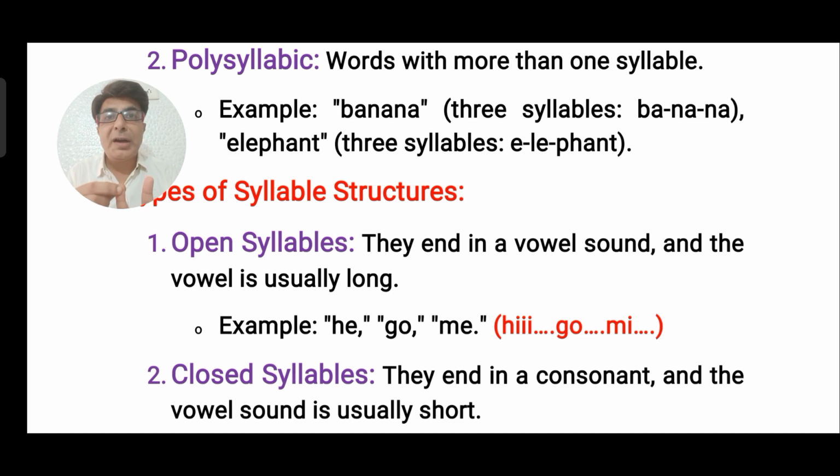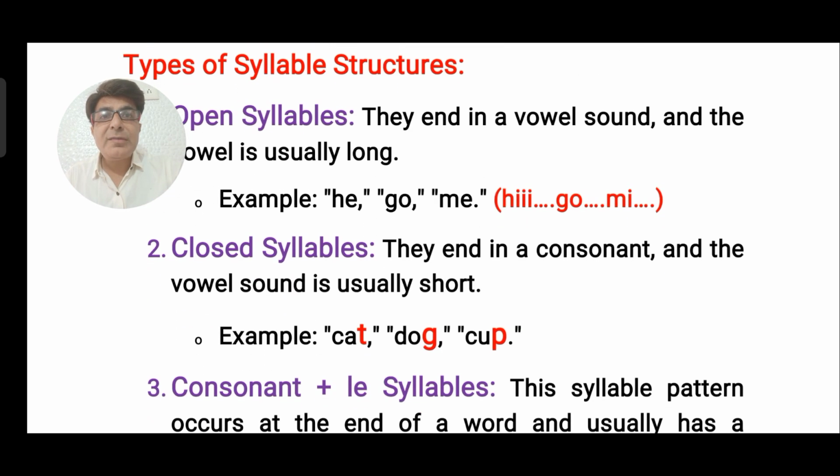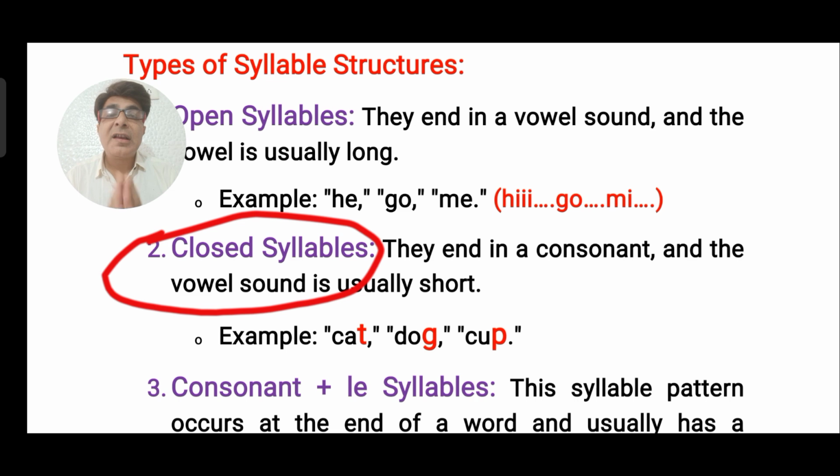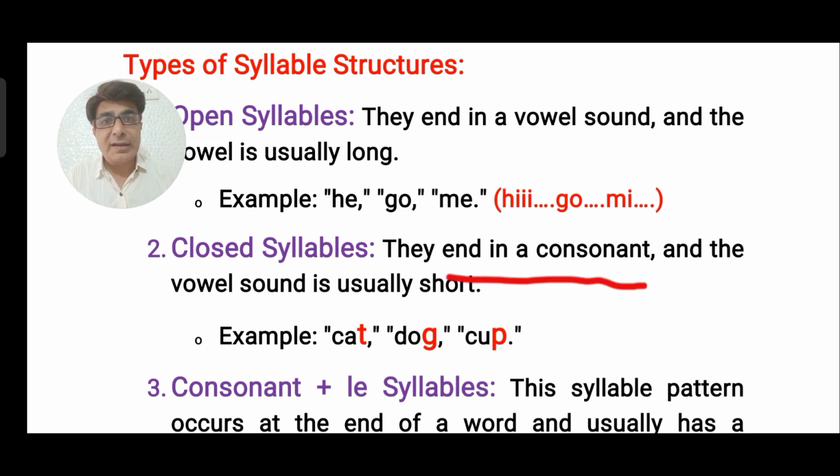When you speak the word go, there are two sounds, G and O. So the word ends with a vowel, so it is called an open syllable. Some syllables are closed syllables which end in a consonant.